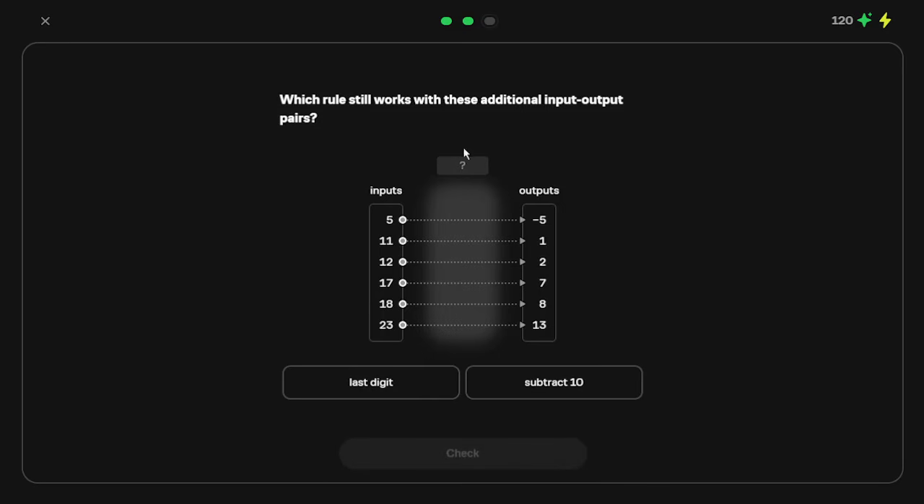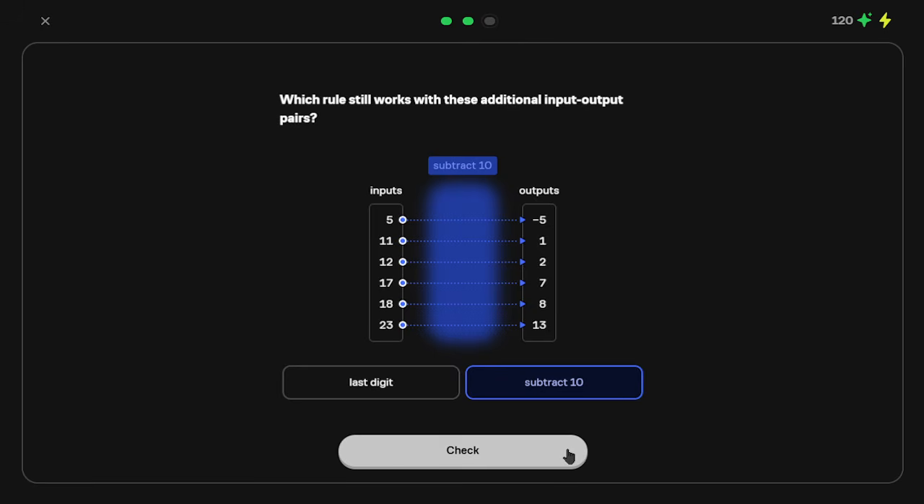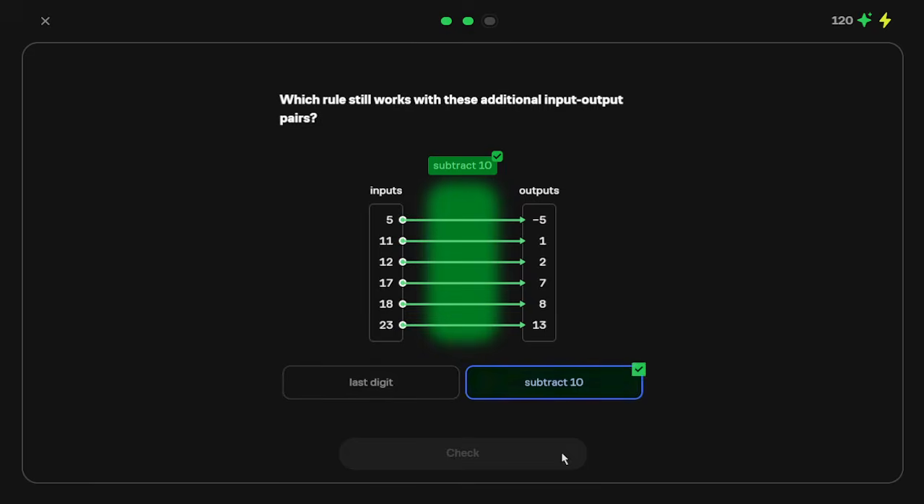Last one. I have an input of 5 that goes to negative 5. 11 goes to 1, 12 goes to 2, 17 goes to 7, 18 goes to 8, and 23 goes to 13. Some look like last digit, but subtract 10 is better, because 5 subtracted by 10 equals negative 5. And 11 and all those do the same. So this is correct.